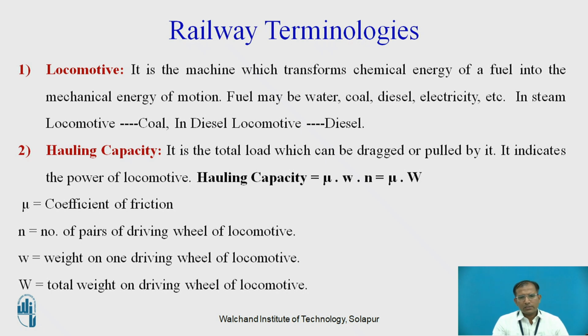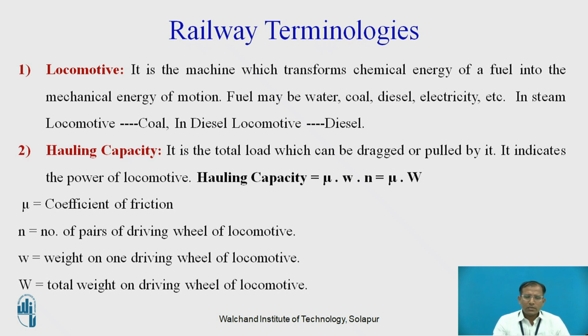Next one, hauling capacity. What is the hauling capacity? It is the total load coming on the driving wheels. We know that there are driving wheels and non-driving wheels in the locomotive. So it is the total load coming on the driving wheels, or the load which can be dragged or pulled by it. It's like a person who weighs 60 kg or 80 kg; that is the capacity of a particular person. Like this, an engine also has a particular capacity to take the load on driving wheels. That is called the hauling capacity.